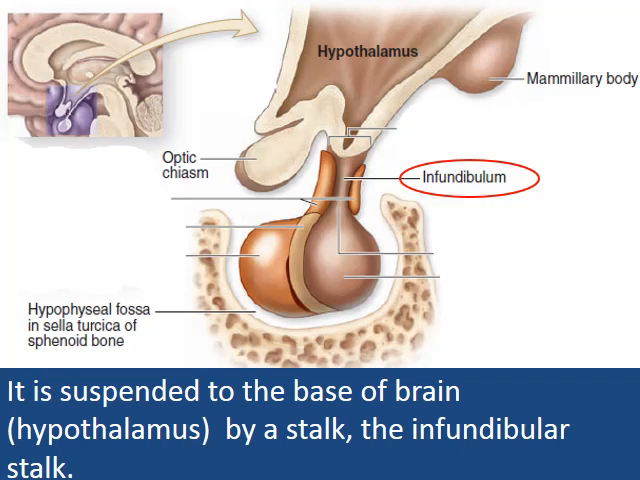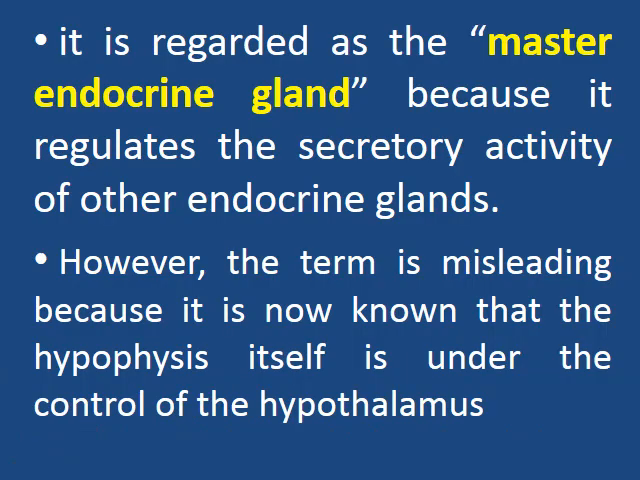Pituitary gland is suspended to the base of brain by a stalk, the infundibulum. Pituitary gland is regarded as the master endocrine gland because it regulates the secretory activity of other endocrine glands. However, the term is misleading because it is now known that the hypophysis itself is under the control of the hypothalamus.